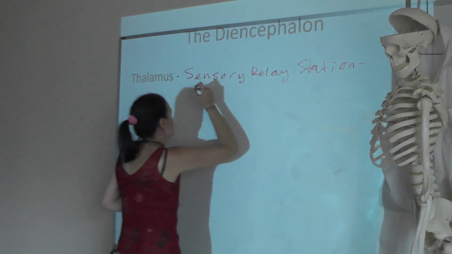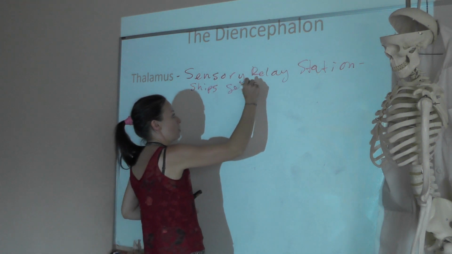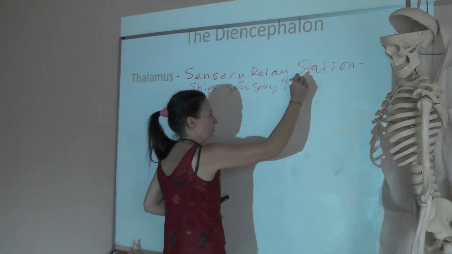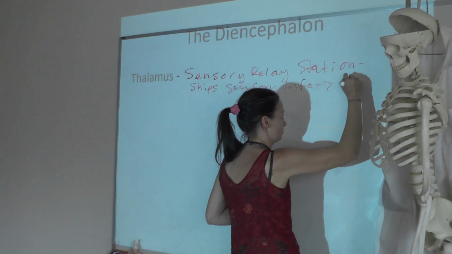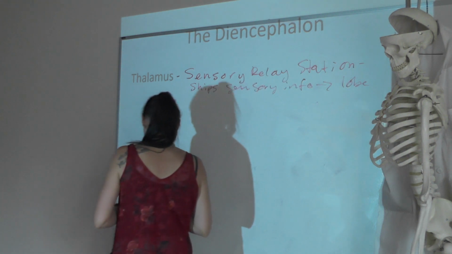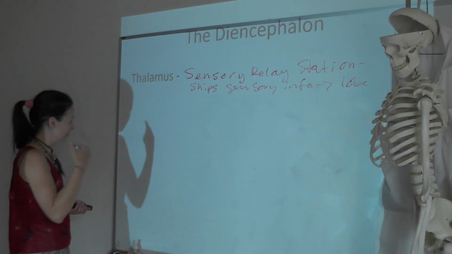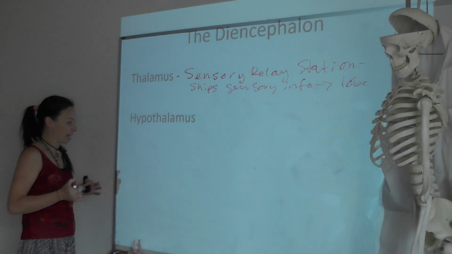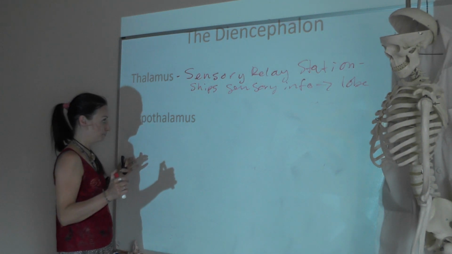What does this mean? It ships sensory info to the appropriate lobe for processing. Lobe where? In the cerebrum, of course. The hypothalamus is amazing. I love it.